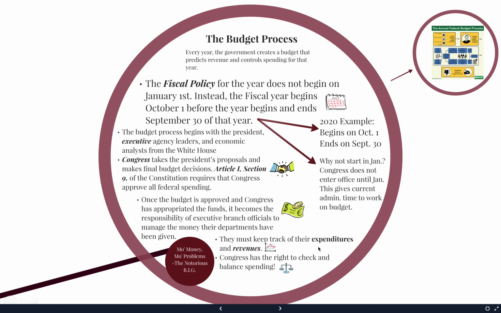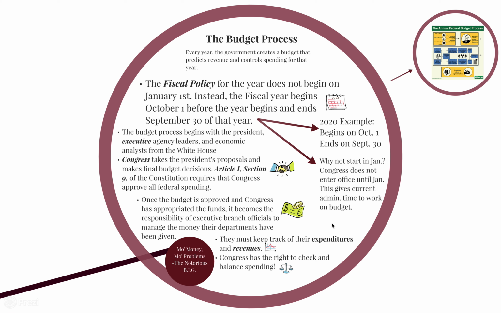Once this budget is put into place, they have to track their expenditures and revenues. So how much they're spending, expenditures, and how much they're bringing in, revenues. And Congress does have a right to check our budget. So for example, if we said we were only going to spend 6.1 trillion this year on government expenditures and we're spending more than that, Congress can step in and check that.